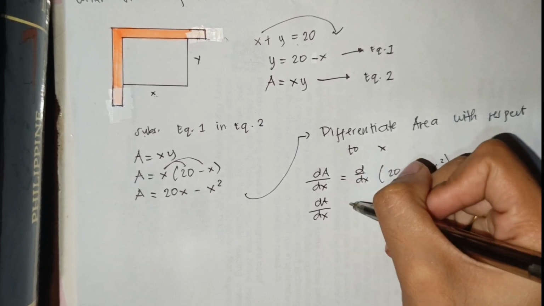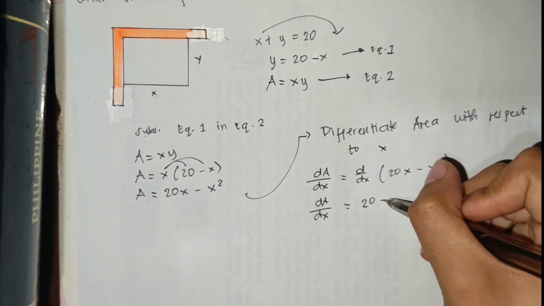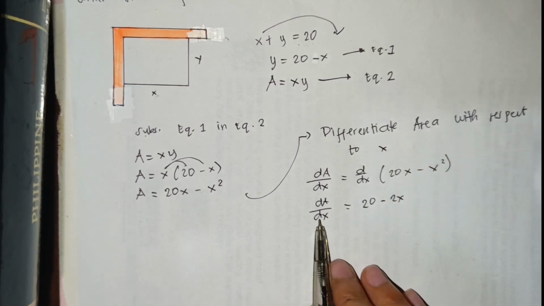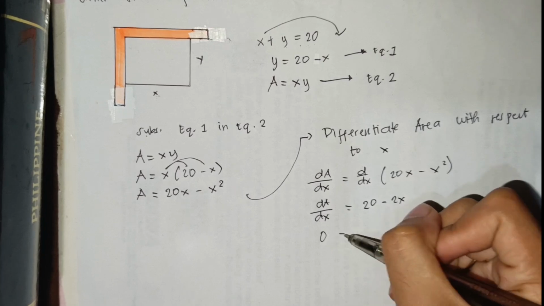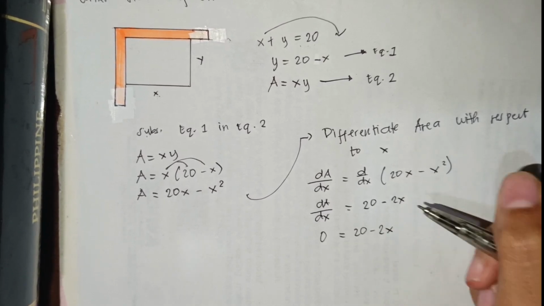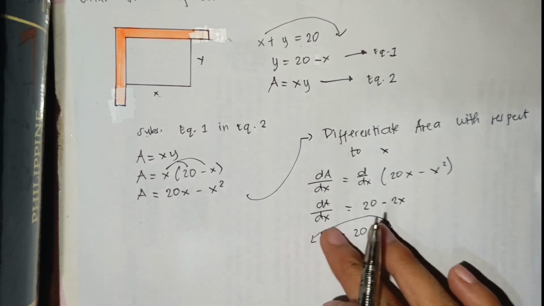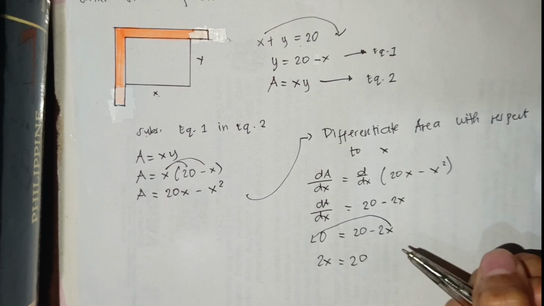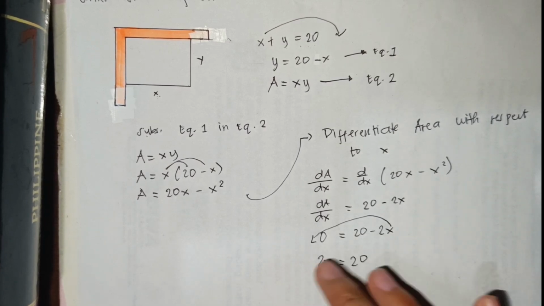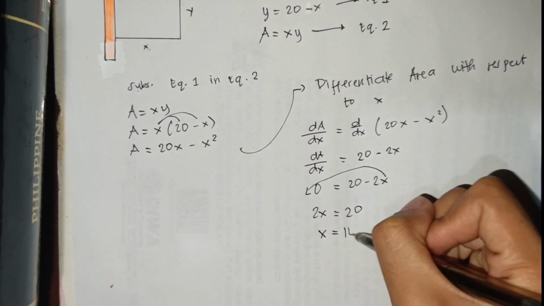So, dA over dx, differentiate ani is 20 minus 2x. So, para ma-maximize nato ang area later on, atong i-equate into 0. So, 20 minus 2x. And i-transpose na nato ang 2x diri. So, 2x is equal to 20. And divide both sides by 2. So, makuha nato x is equal to 10.